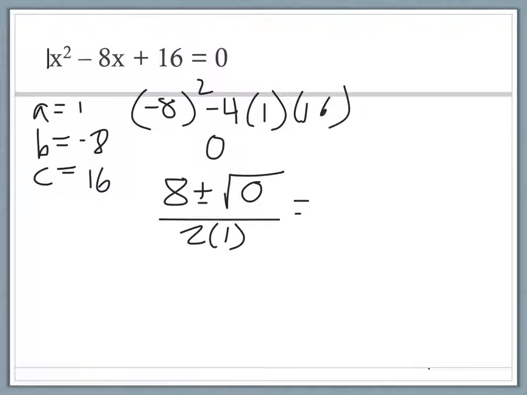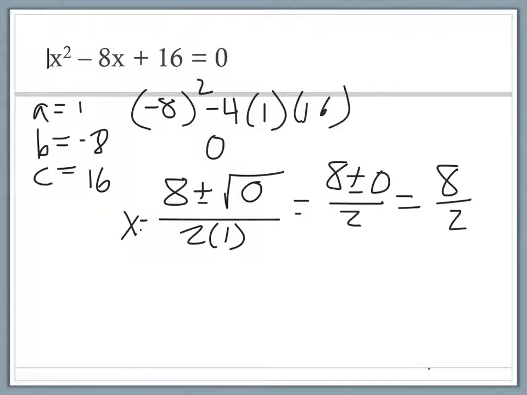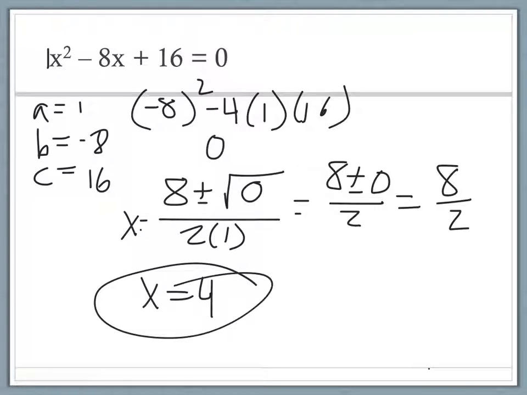Now let's kind of clean this up a little bit. This is going to be 8 plus or minus 0, because the square root of 0 is just 0, all over 2. Okay. Now let's just think about this for a second. If I add 0, it's still going to be 8, and if I subtract 0, it's still going to be 8. So really this is just 8 all over 2. Okay. And we just simplify that. 8 divided by 2 is just 4. So x is going to equal 4. And that's it. That's all. Remember, we knew that if our discriminant is 0, we're going to have one real solution, which I did. It's just x equals 4.